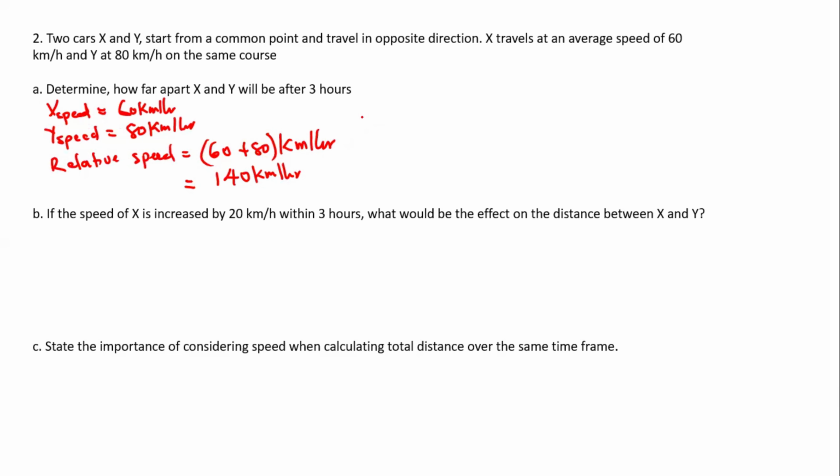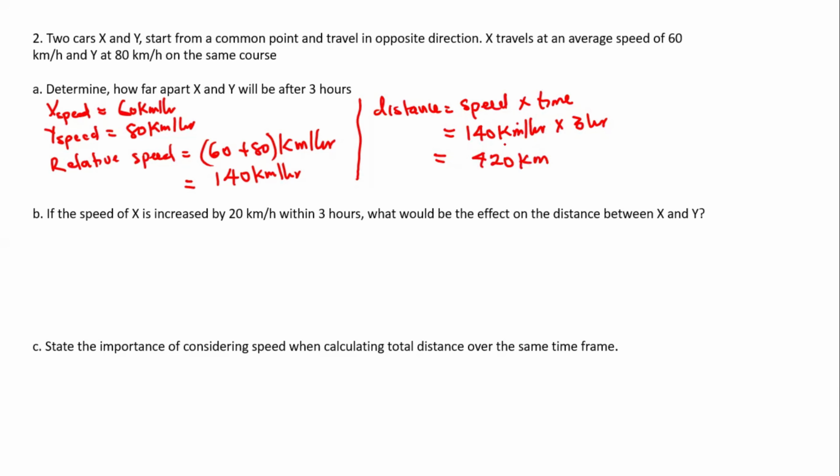Now, they say we should find how far apart X and Y are. So how far apart means distance. And distance is equal to speed times time. Our speed is 140 kilometer per hour, and our time is 3 hours. So if you multiply that, 140 times 3 gives us 420 kilometer. So 420 kilometer is the distance apart.